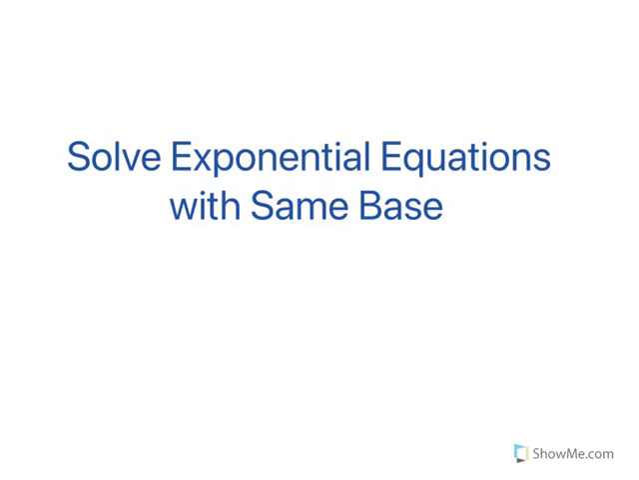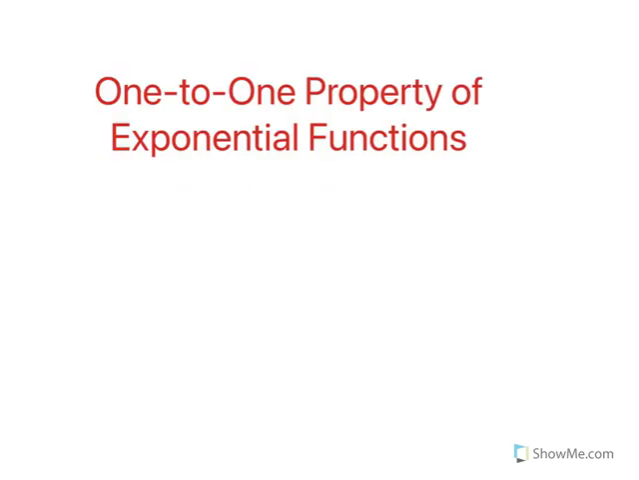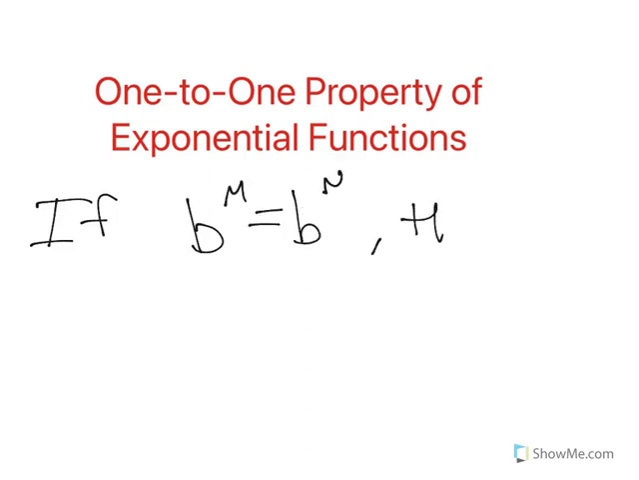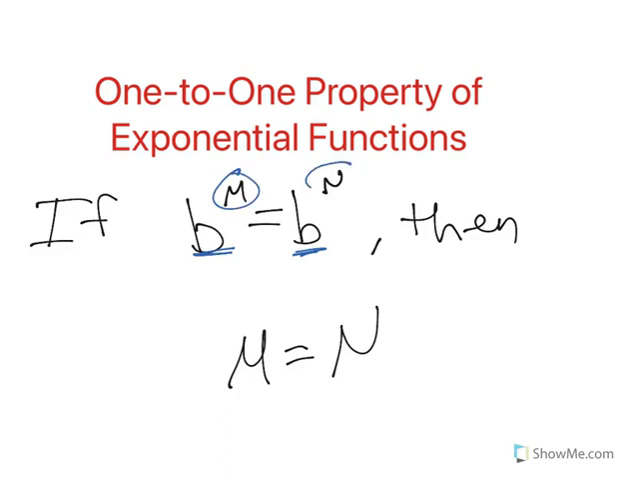Let's solve exponential equations with the same base. Oh, these are fun. Now, we're going to use the one-to-one property of exponential functions to do this. And I know that sounds so big and fancy. Y'all, it's so nice. It basically means if b to the m equals b to the n, then m equals n. That should make sense, right?